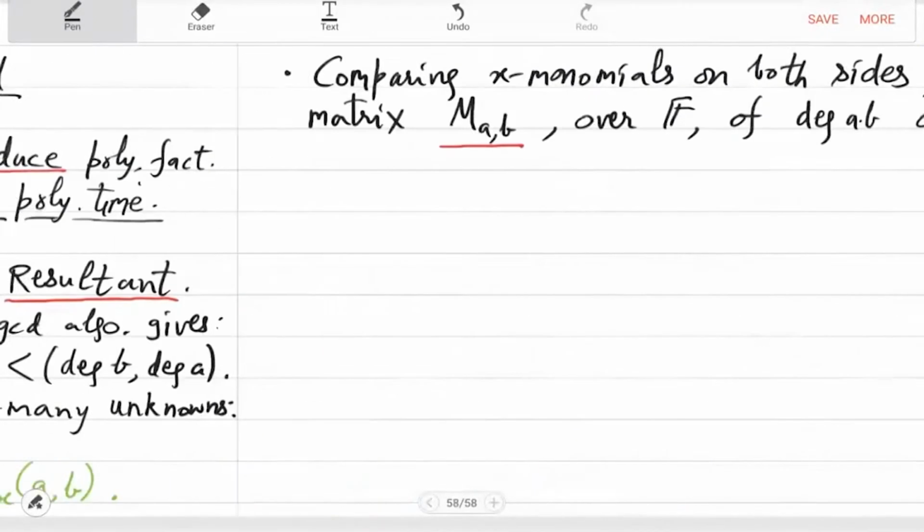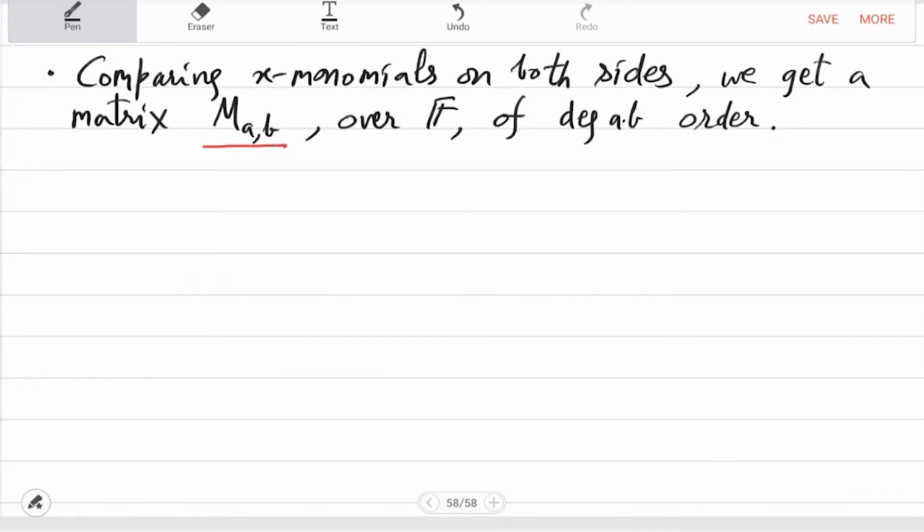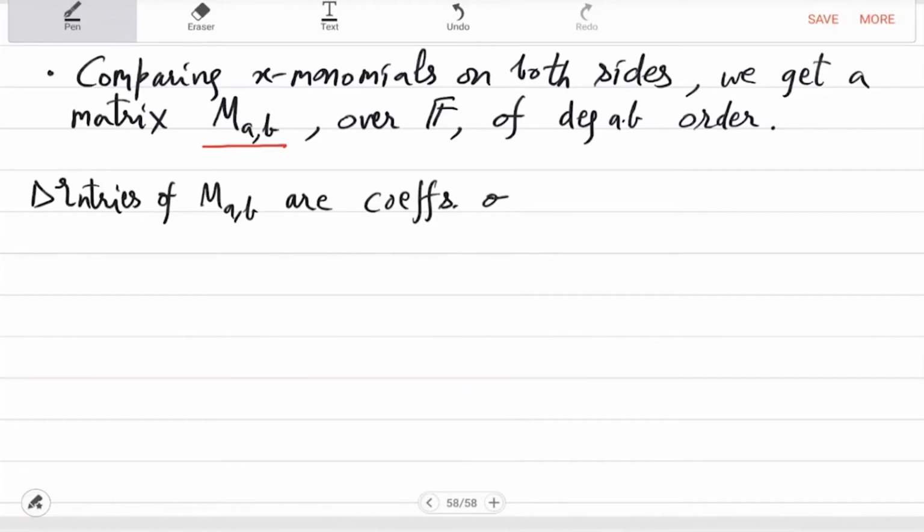So we will not go into the exact location details, but just make this observation that its entries are coefficients of A and B, or when not applicable, they are just 0. So basically the input polynomials given to you were A and B, and you look at the coefficient vectors and just place them suitably in a matrix. Okay, that is the matrix M sub A comma B.